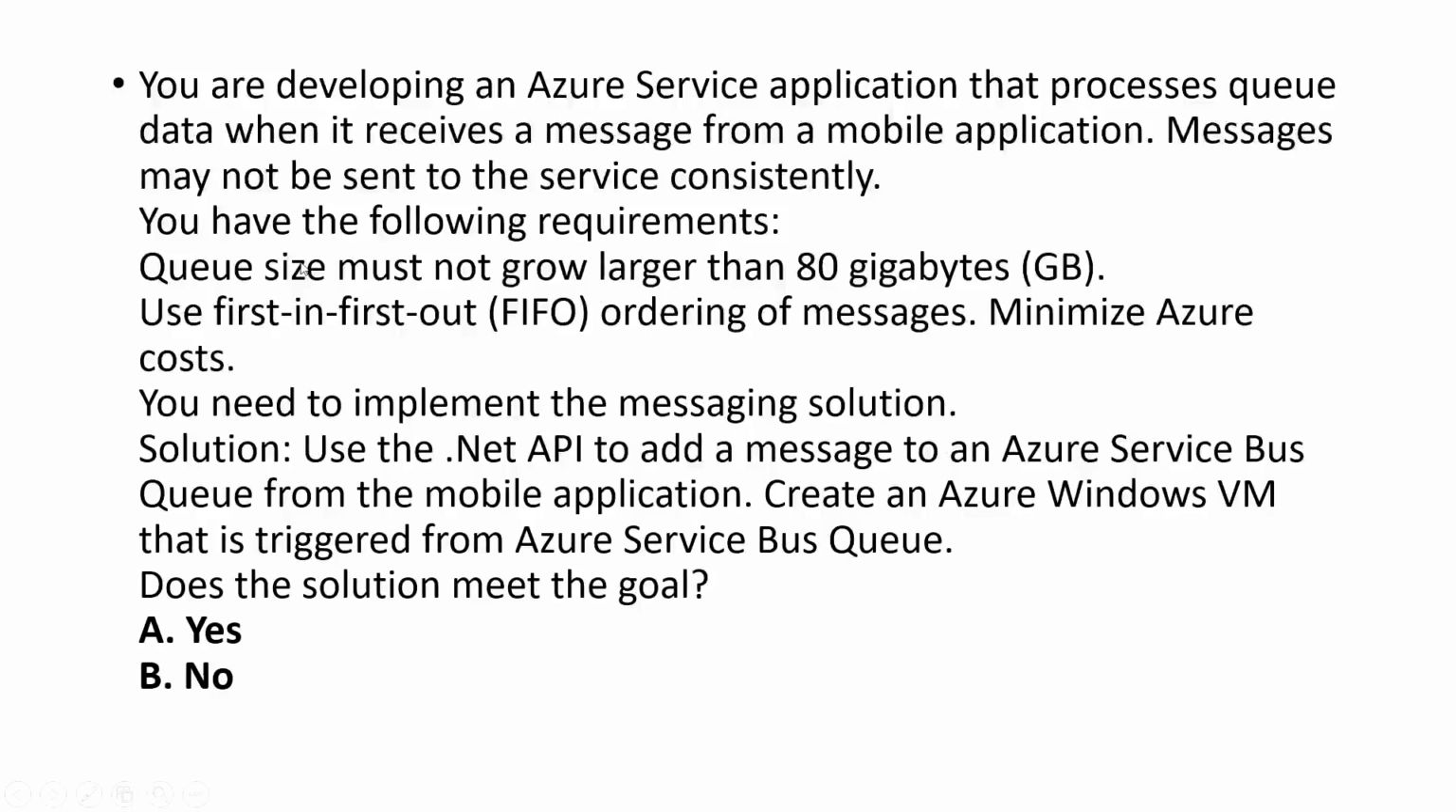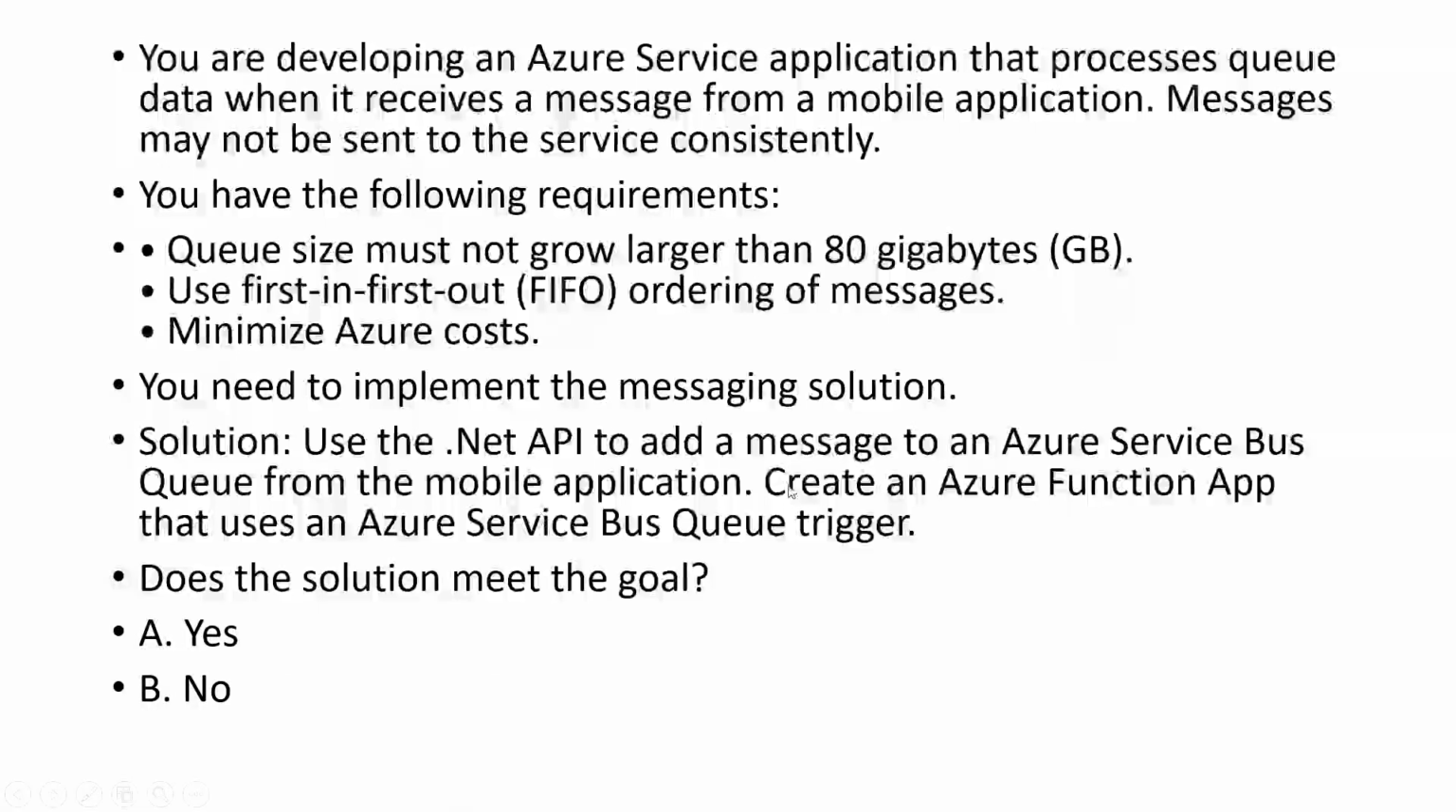So for this you are developing this and this and this. Use the .NET API, create a VM. No, we don't need to create a VM. Does this solution meet the goal? No. Second, the same question, but here now he says creating an Azure function app and use the Azure bus queue trigger. Yes, the solution is yes, right?